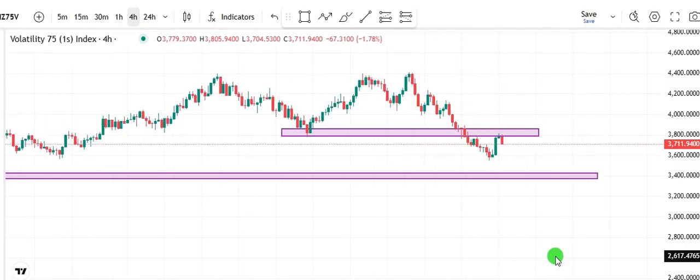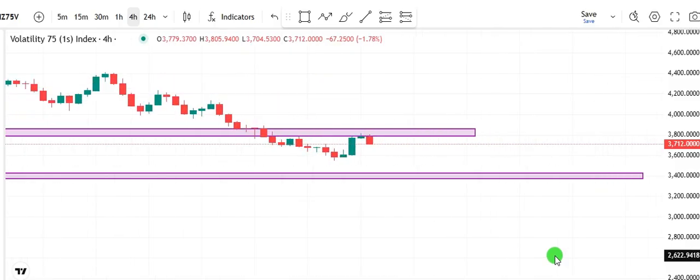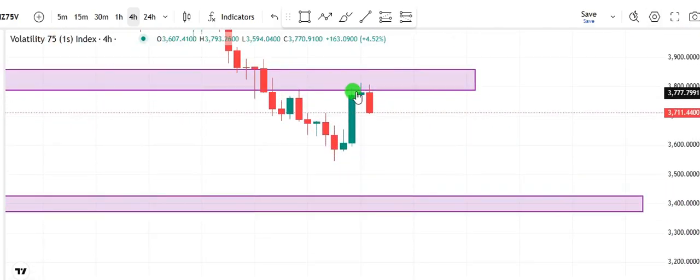Let me just zoom it out so you can see it clearly. So you can see what I'm talking about. You can see this movement. You can see this loss in momentum giving us an inverse hammer, and of course you can see another bearish candle telling us that the bears are currently still in this zone.